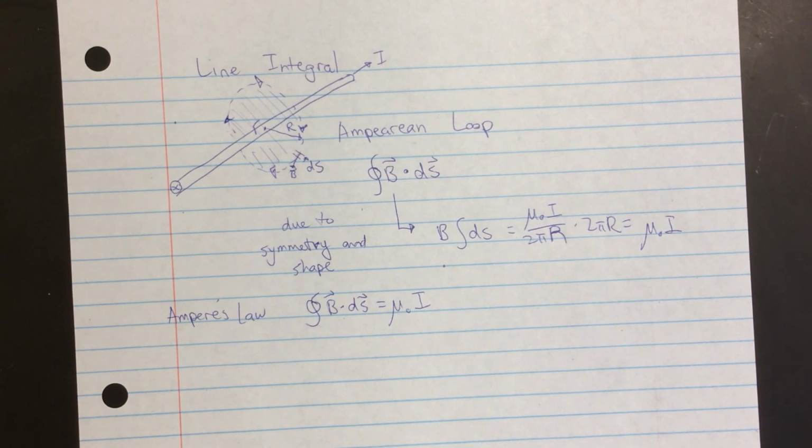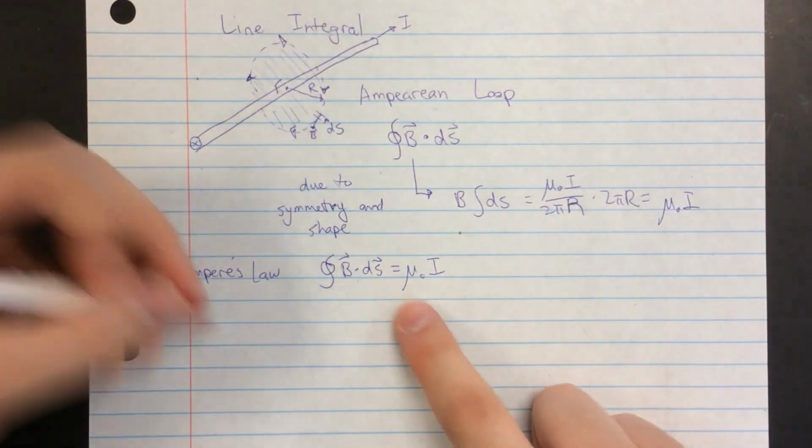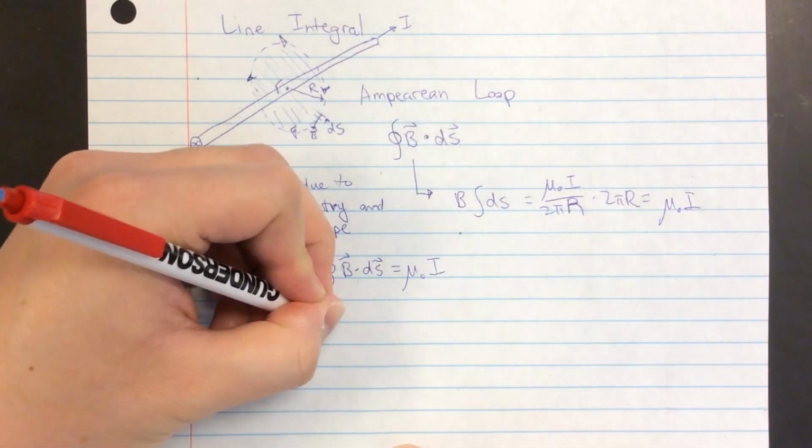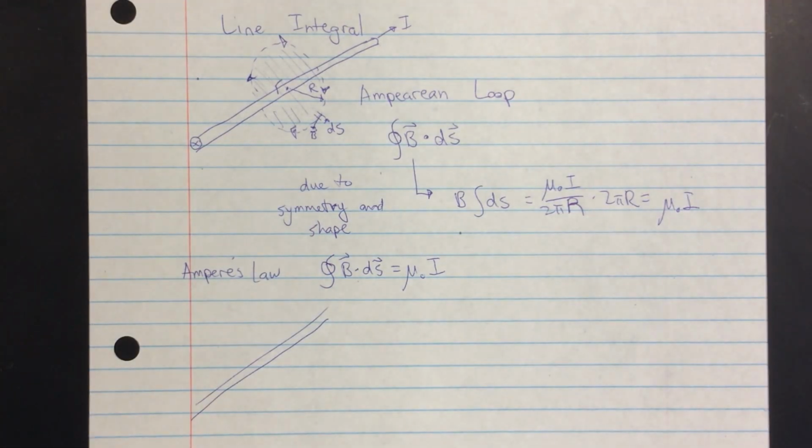Does the radius have to be constant for Ampere's law to apply? No. So we can extend Ampere's law to say more generally. Actually, here, let me see if the book has a good diagram. I think it does.